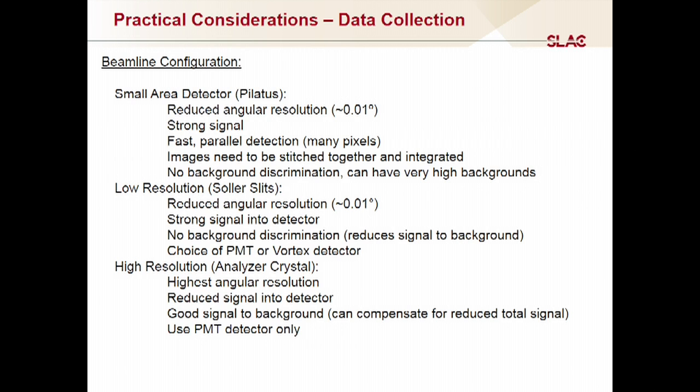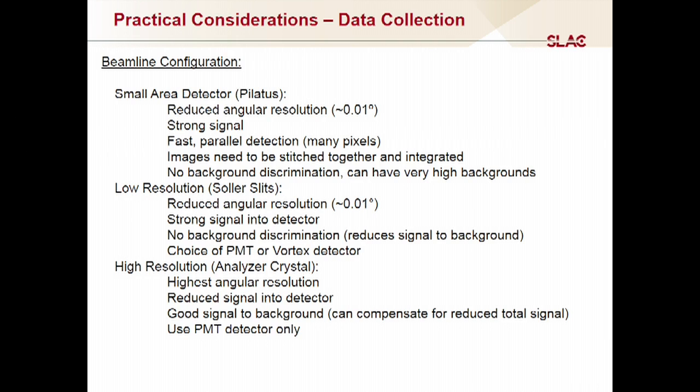So some practical considerations. I'm going to talk about the diffractometer setups and what kind of detector you want, and Tim will cover this a little bit more, but I want to give a brief outline. If you're using a small area detector, this comes with some pros and cons, as all things do. You're looking at a reduced angular resolution, so you can't really resolve very small features in angle, but you do tend to get a very strong signal because you're looking at fast and parallel detection. One of these typically has 100,000 pixels, which is the equivalent of 100,000 point detectors arrayed in a very small region. So you get a lot of signal very quickly.